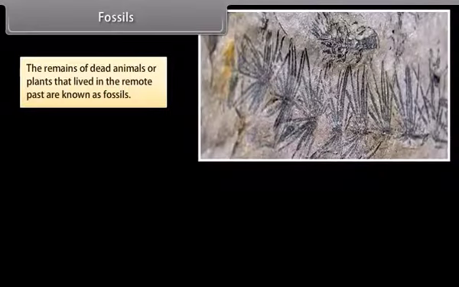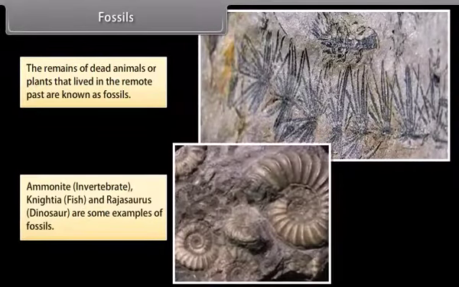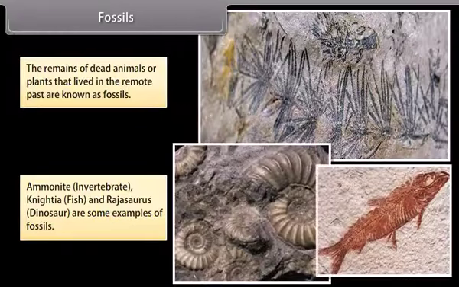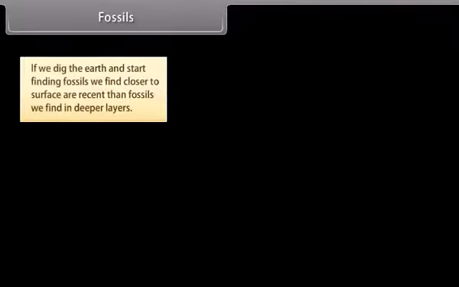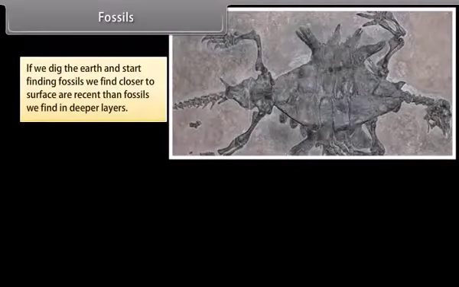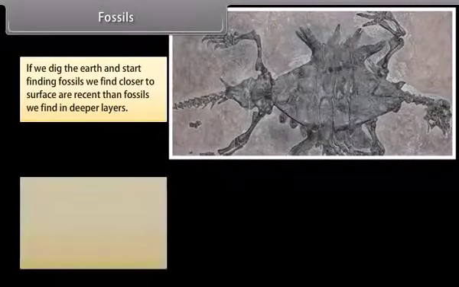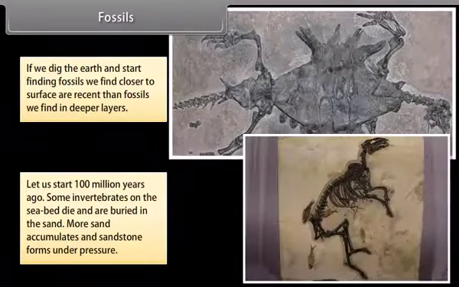Fossils. The remains of dead animals or plants that lived in the remote past are known as fossils. Ammonite (an invertebrate), Nicaea (a fish), and Rajasaurus (a dinosaur) are some examples of fossils. If we dig the earth and start finding fossils, we find that those closer to the surface are more recent than the fossils we find in deeper layers.